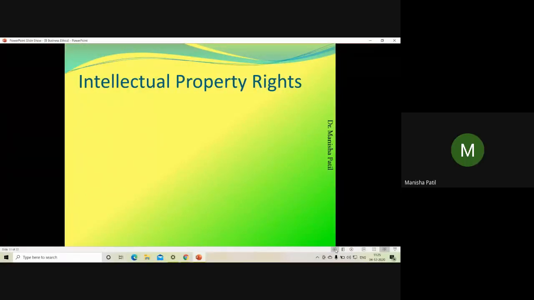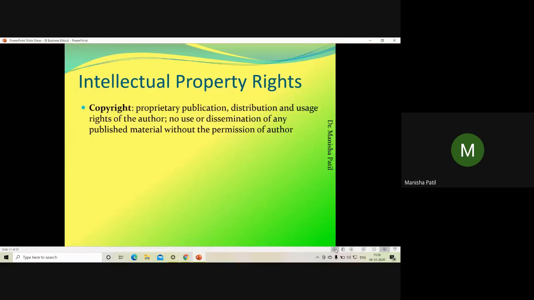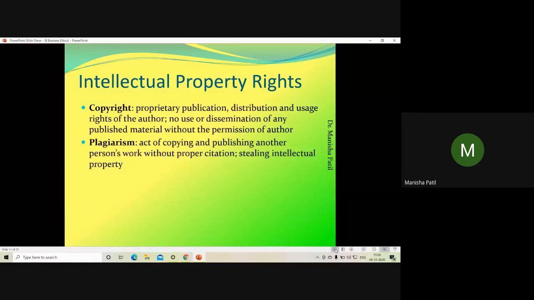Next, we come to intellectual property rights. Copyright. It is a proprietary publication, distribution, and usage rights of the author. No use or dissemination of any published material can be done without the permission of the author. Number 2, plagiarism. It is an act of copying and publishing another person's work without proper citation. It is like stealing intellectual property.